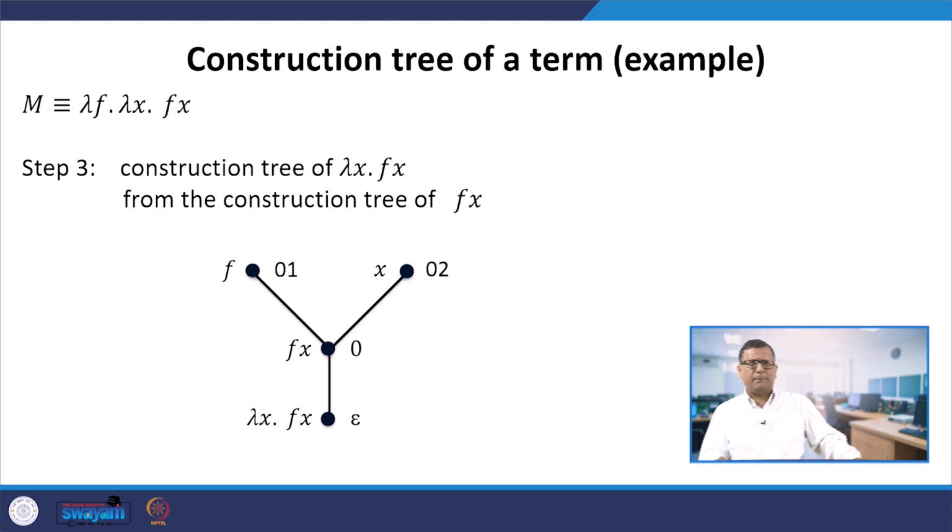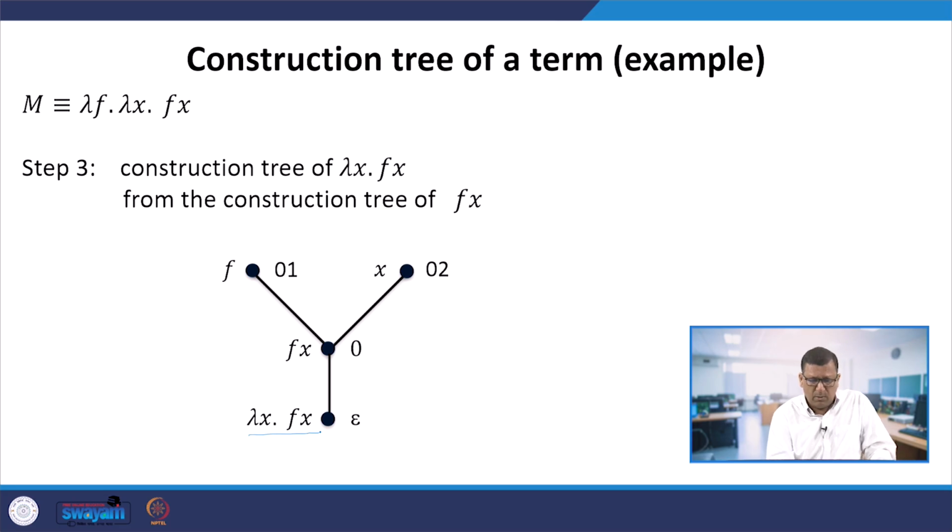Next we have the abstraction, that means lambda x dot fx. This was our original tree. Now lambda x dot fx is the new node and it will be labeled with epsilon. And what it says is, 0 will be concatenated at the left end of each position label of fx. So we had 1, we had 2, 0 was placed here, 0 was placed here, and we got this. So this is the tree that we have obtained from lambda x dot fx.